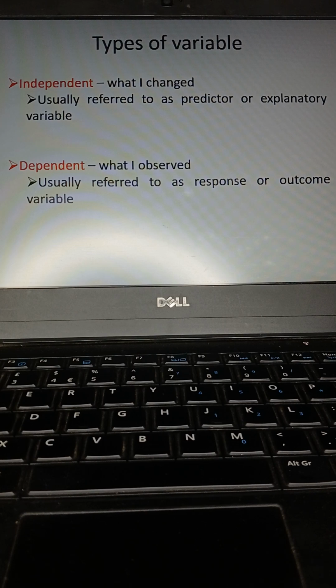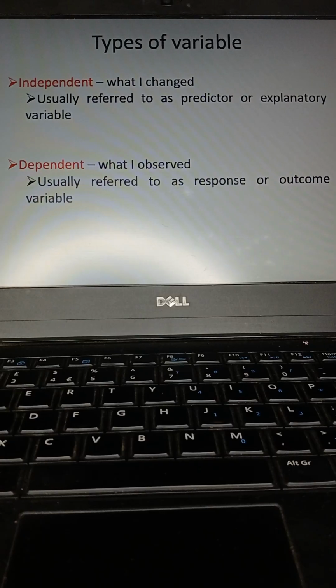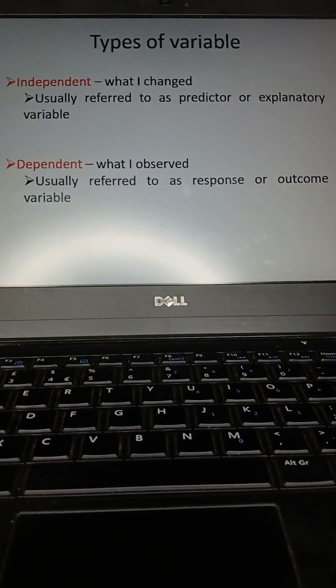Independent is usually referred to as the predictor or explanatory variable, predicting the outcome, predicting the dependent variable, predicting what you are observing. And dependent is what I observe, which is usually referred to as the response or outcome variable.